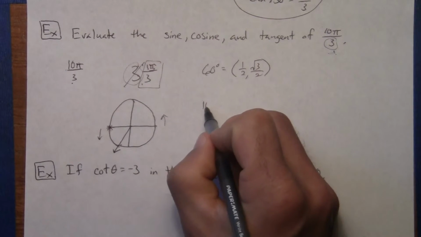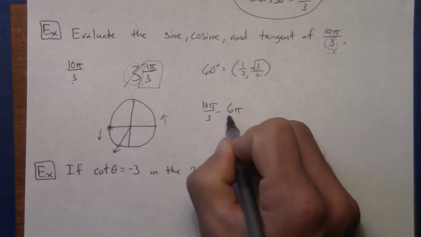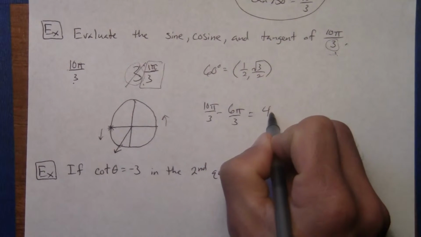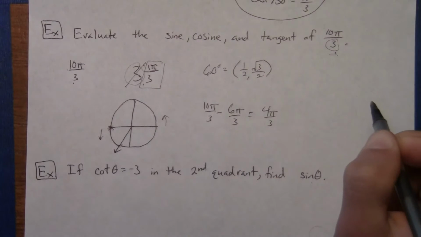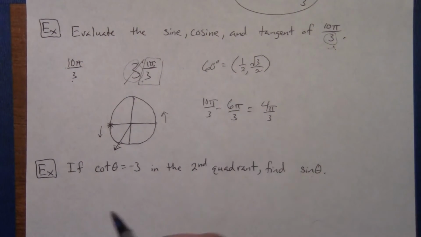If you want to take 10 pi over 3 and you prefer to just subtract 2 pi, make sure you get a common denominator, and you would end up with 4 pi over 3. And that is a number that I'm familiar with on the unit circle. There's 3 pi over 3, there's 4 pi over 3. However you do it, it would be fine.